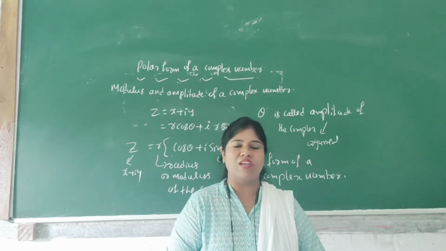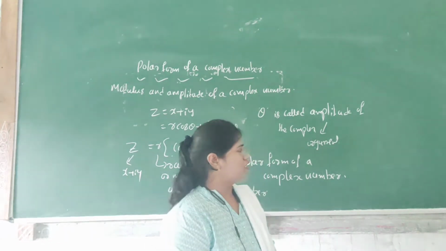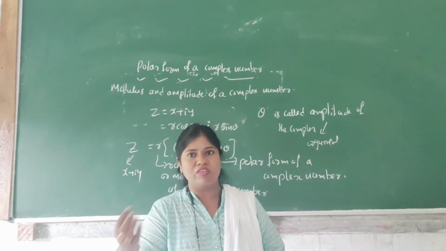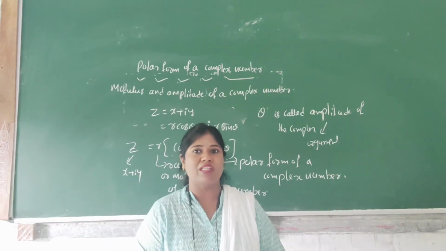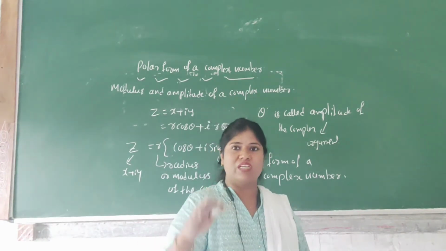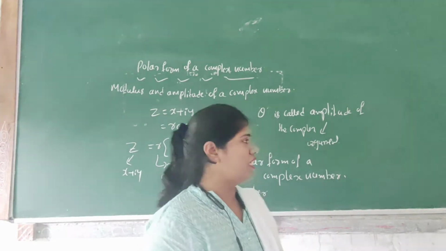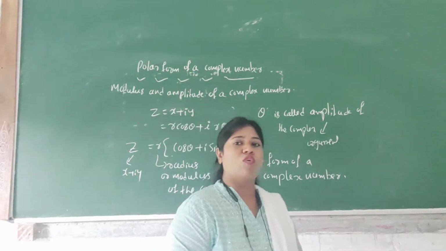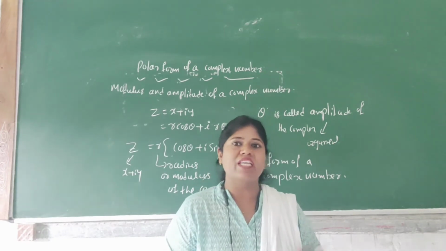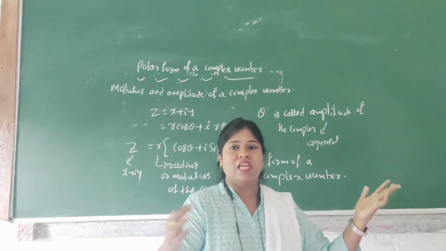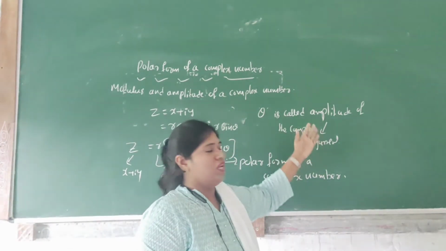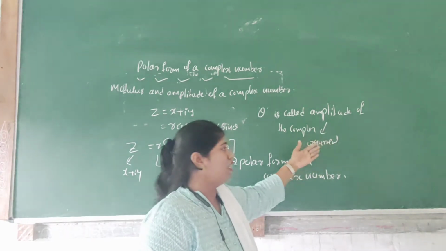r is called the modulus. So what is the modulus value? r is equal to modulus of z, which is equal to square root of x square plus y square, and theta. In theta we are going to write, it depends upon the quadrant in which it lies. If it is in the first quadrant we have to go for theta is equal to tan inverse of y by x. If it is in the second quadrant, theta, that is amplitude, is equal to pi minus tan inverse of y divided by modulus of x, like that. It depends upon the quadrant in which the complex number lies. So according to that we have to write the formula.